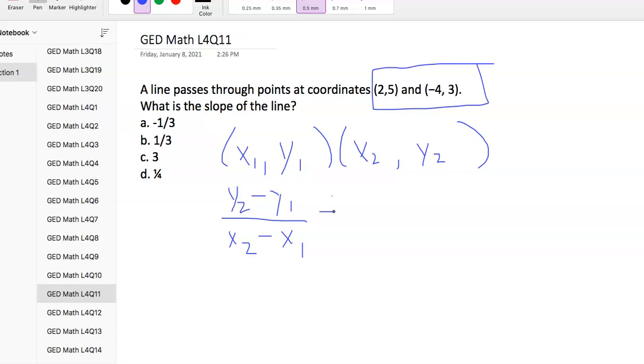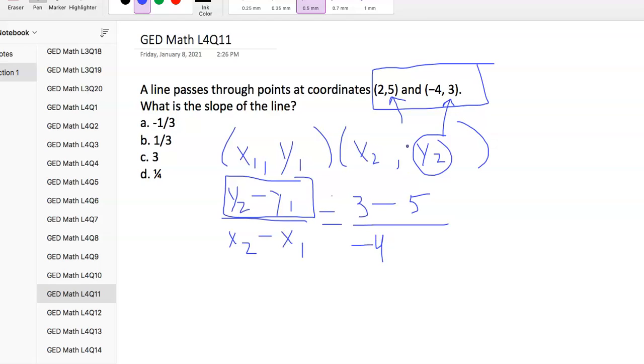So what we're doing when we look at these numbers is, first we want to find y2, which is 3. Okay, 3 is y2, and minus y1, right? y2 minus y1. y1 is the 5. So we go 3 minus 5, and over, it's x2 minus x1. x2 is the negative 4, and x1 is the one we haven't done yet, which is 2. So negative 4 minus 2.